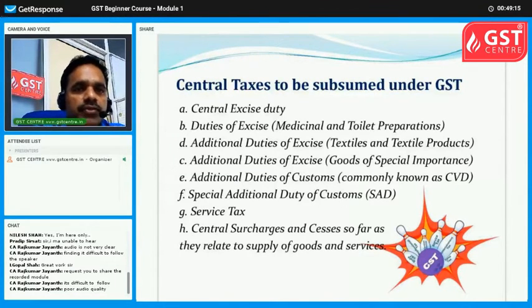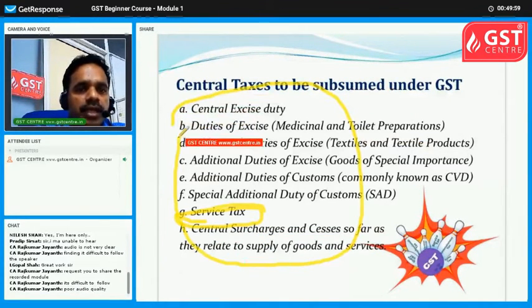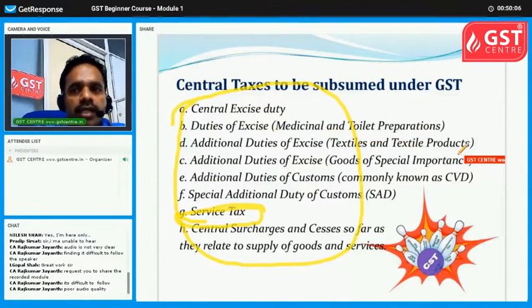It includes central excise duty, duties of excise, additional duties of excise, then additional duties of customs. You have to note that customs duty is not subsumed, but additional duties of customs is included. So customs duty is separate and only additional duties of customs is subsumed into GST. And special additional duties of customs, service tax, which is being charged now, is subsumed into GST. Then central surcharges and cesses like that. So all such taxes which are governed by the central government, except customs duty, are subsumed under GST.